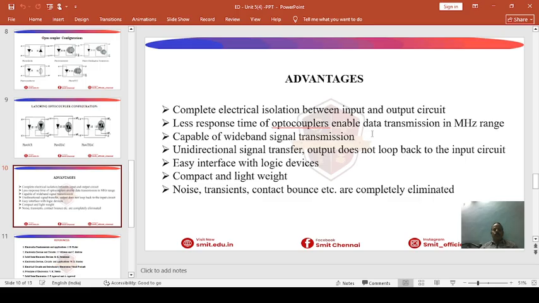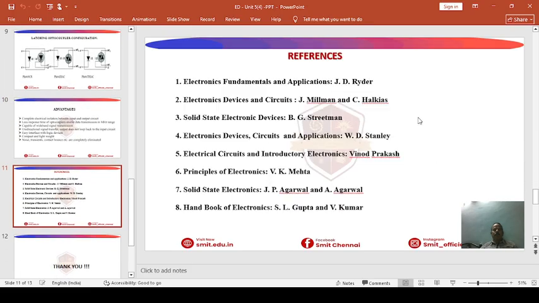Where can we use these optocouplers? We can say for industrial automation, for PLC interfaces, as well as industrial control panels and systems. It is widely used in power electronics, particularly in SCR triac applications, as well as SMPS, inverters, and UPS systems. It is widely used in communication systems also, as well as in medical equipment also. It is used widely in automotive electronics also.